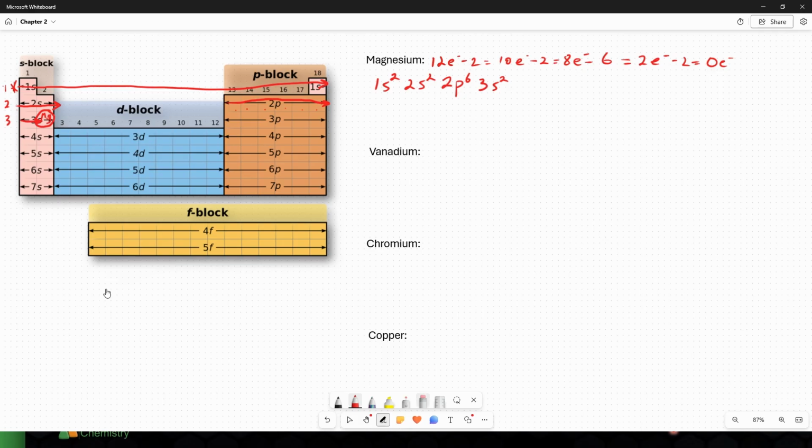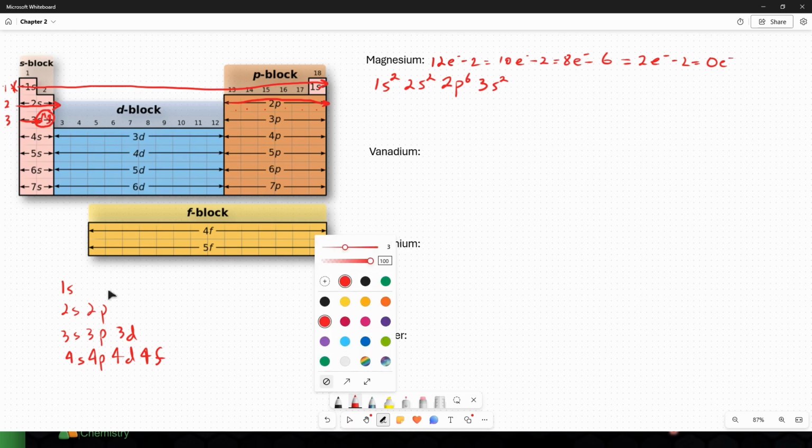If we wanted to do this another way, by using the other trick, we will simply do the same thing, but we will say here on the side, 1s, 2s, 2p, 3s, 3p, 3d, 4s, 4p, 4d, 4f, so on and so forth. And then I'm going to do it in a different color. You'll see that we'll end up with the same answer.